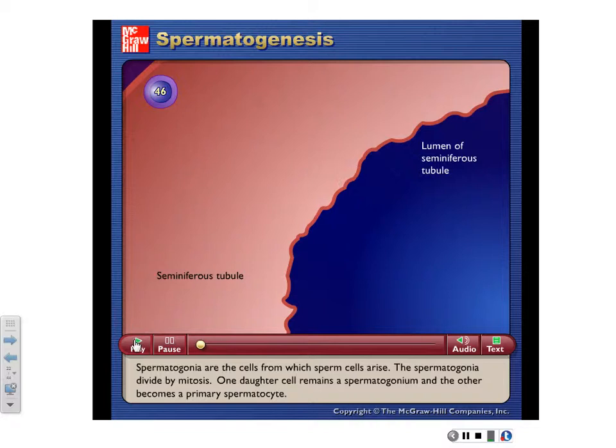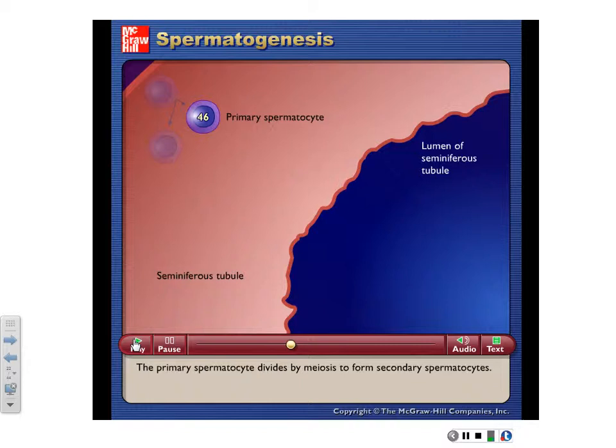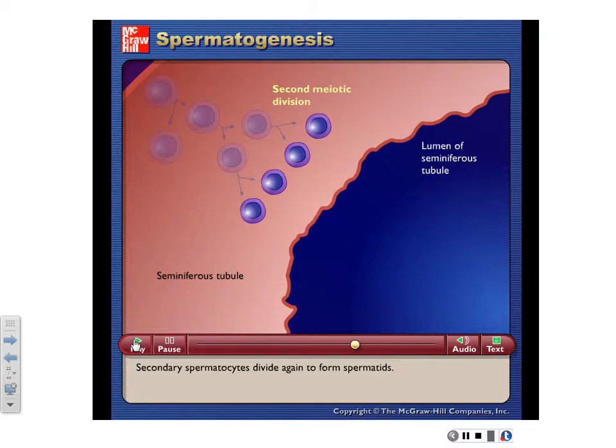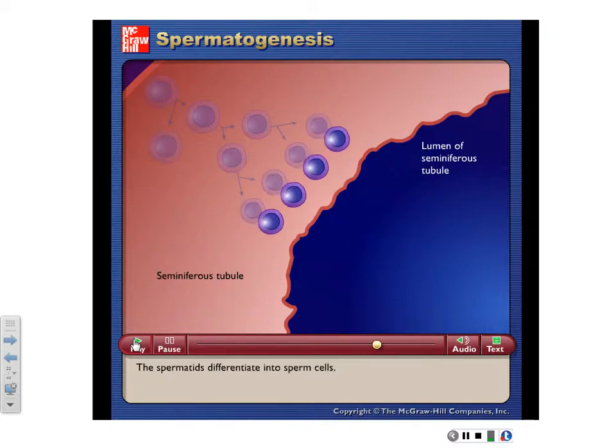Spermatogonia are the cells from which sperm cells arise. The spermatogonia divide by mitosis. One daughter cell remains a spermatogonium, and the other becomes a primary spermatocyte. The primary spermatocyte divides by meiosis to form secondary spermatocytes. Secondary spermatocytes divide again to form spermatids. The spermatids differentiate into sperm cells.